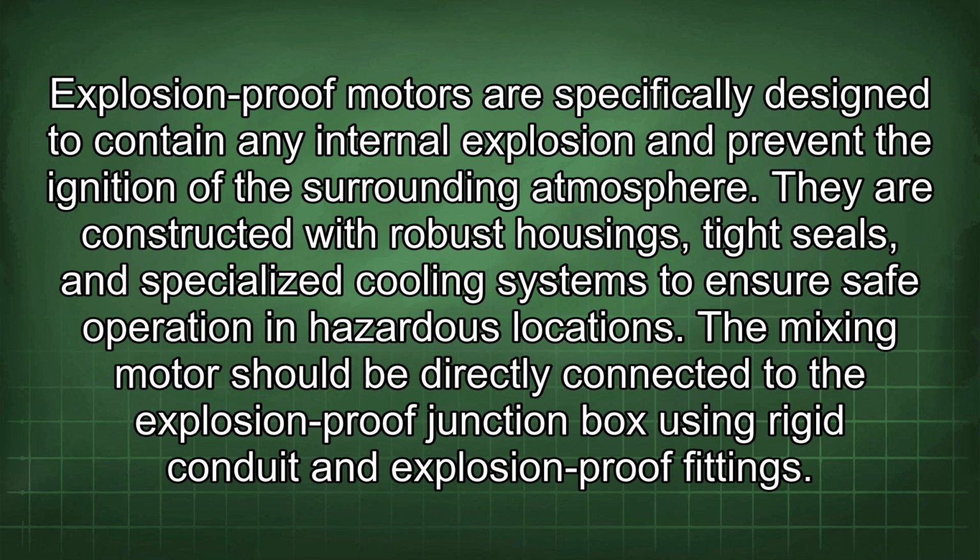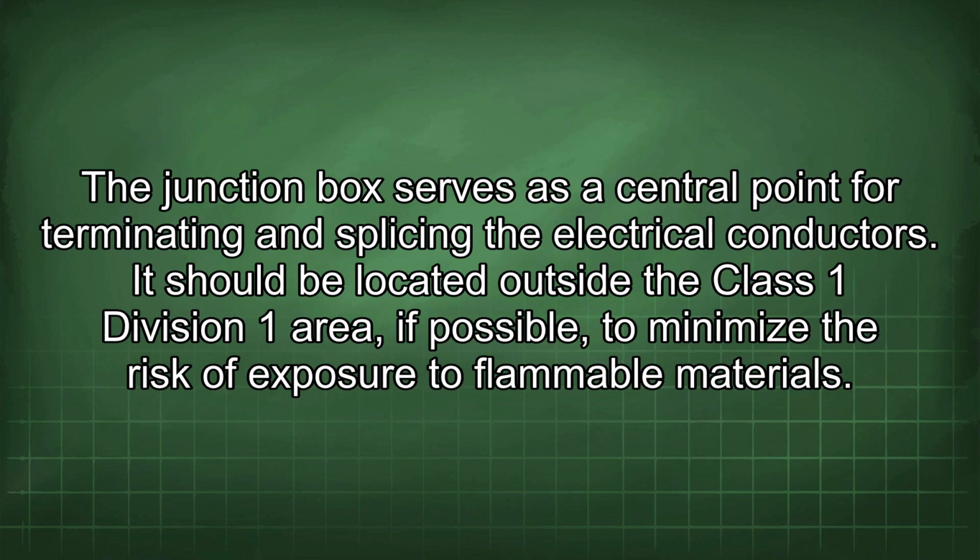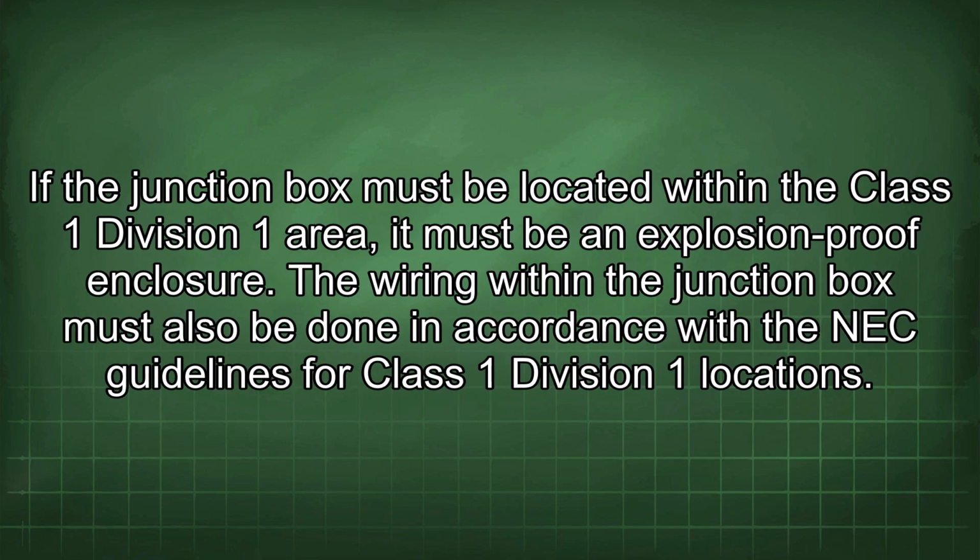The mixing motor should be directly connected to the explosion-proof junction box using rigid conduit and explosion-proof fittings. The junction box serves as a central point for terminating and splicing the electrical conductors. It should be located outside the Class 1 Division 1 area, if possible, to minimize the risk of exposure to flammable materials.